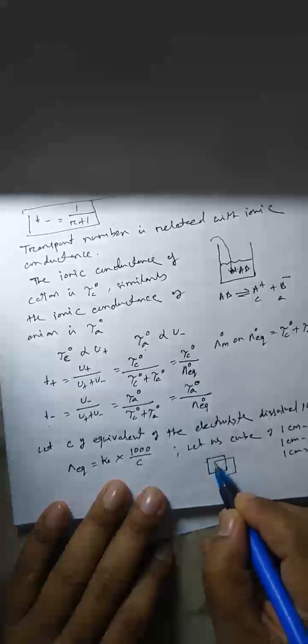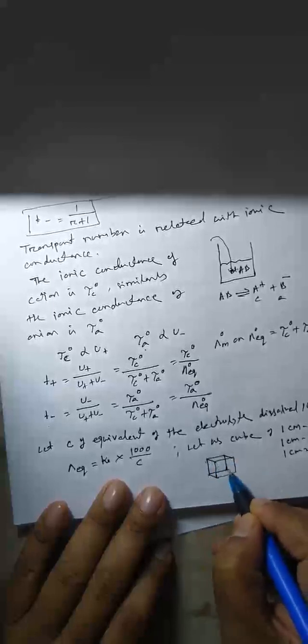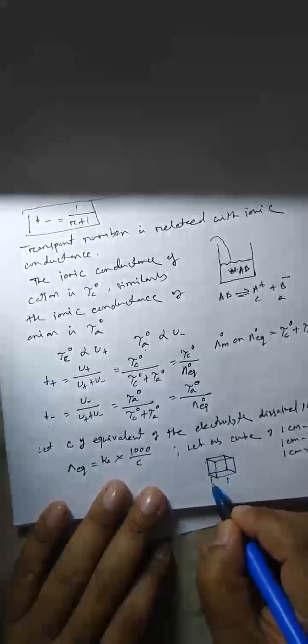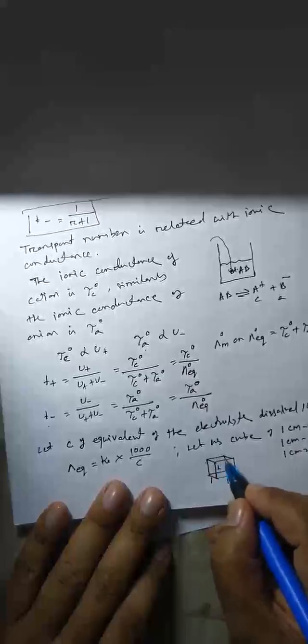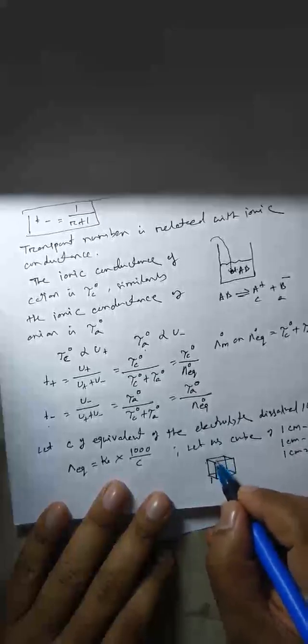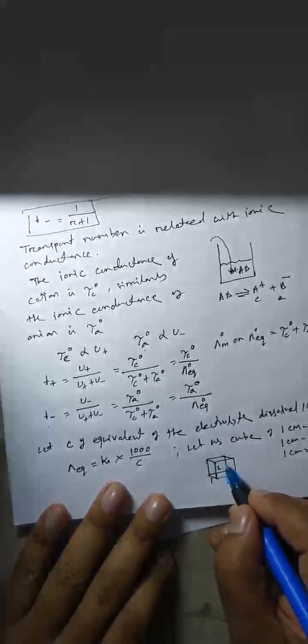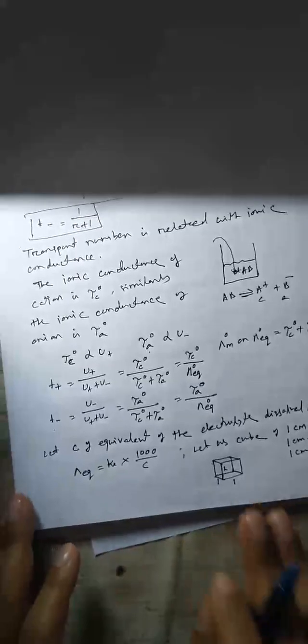This is 1 centimeter, this is 1 centimeter, this is also 1 centimeter. And in this 1 centimeter cube, we have to put electrolytic solution. Okay, and this is the equivalent conductance.